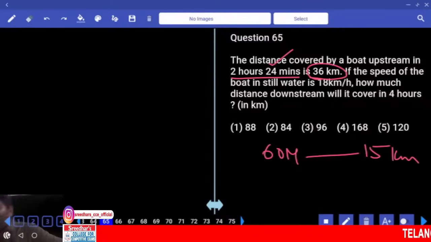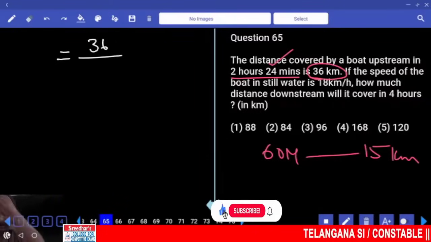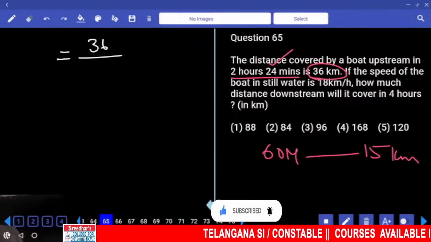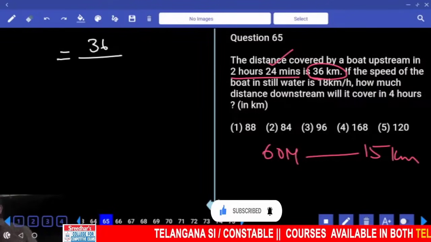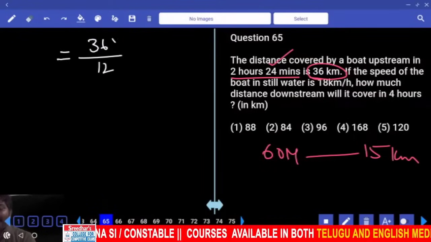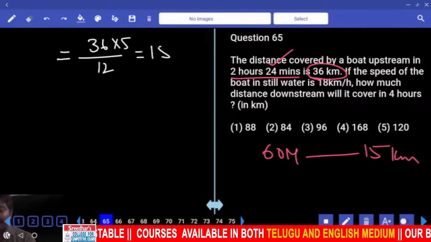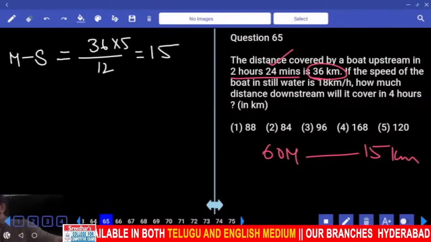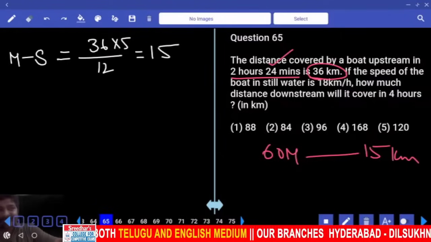Are you okay? Otherwise, you'll have to use the formula, distance divided by time. 2 hours 24 minutes. 24 minutes converts to hours by 60. 24 by 60, 2 by 5. 2 by 5, 12 by 5, which is equal to 15. Upstream speed m minus s. Instead of using the formula, just convert into 60 minutes.